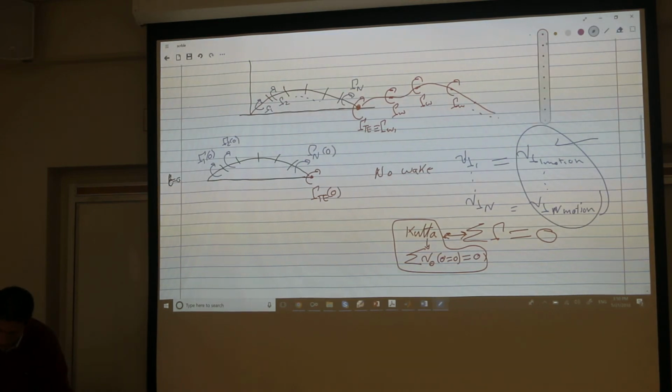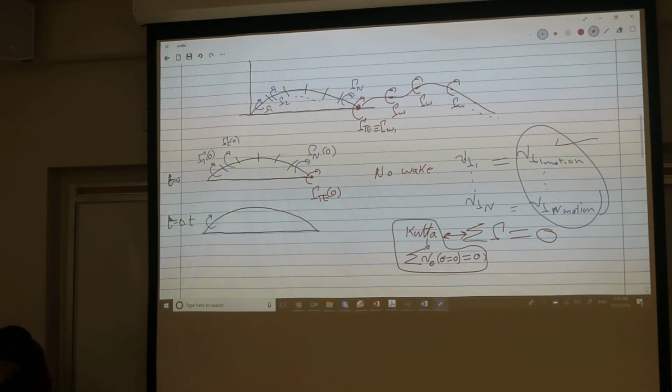In the next time step, what happens? So t equals delta t. The circulation over the airfoil changed, right? So gamma 1 is now a new unknown. Gamma 2 is a new unknown at delta t. Gamma n is a new unknown at delta t. And I am shedding a new vortex here. Gamma trailing edge at delta t. Again, n plus 1 unknowns at the new time step.